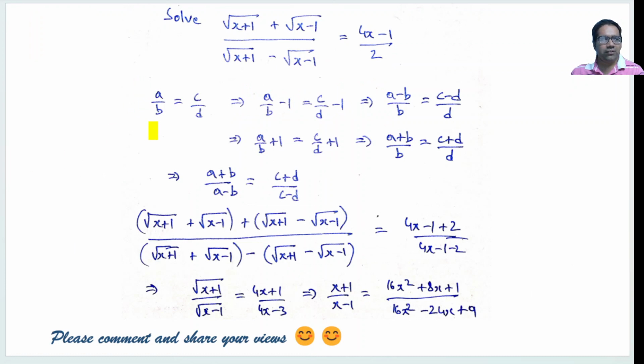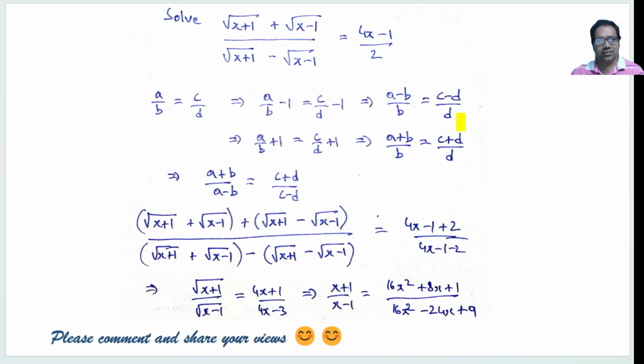Now, let's take a by b and c by d. When a by b is equal to c by d, what does that mean? A by b minus 1 is also equal to c by d minus 1. That means a minus b by b equals c minus d by d. Let's keep this. Similarly, a by b plus 1 will also be equal to c by d plus 1, right? We are just adding 1 on both sides, so nothing should change. So this will simplify to a plus b by b equals c plus d by d.